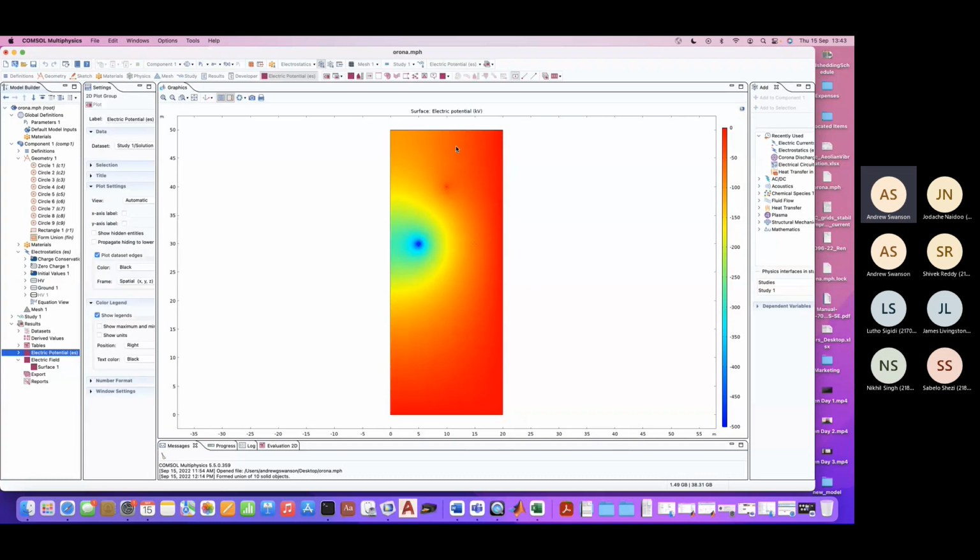Just going to show you the potential. So there we have a minus 500 kV. We've got our naught in red over there.